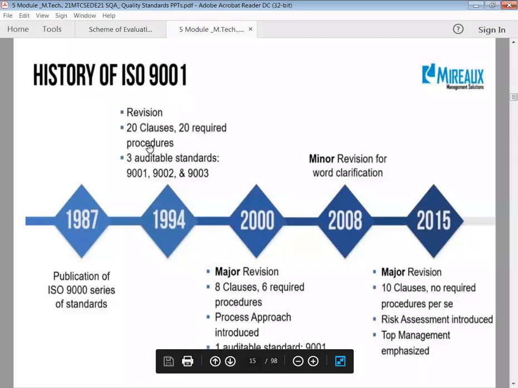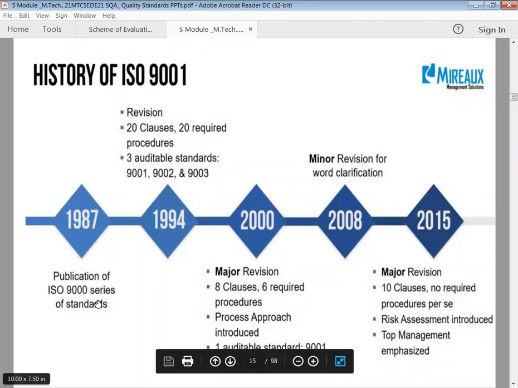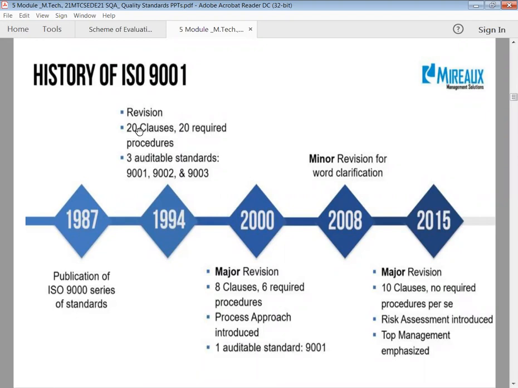If you take the history of ISO 9001, as we discussed, ISO 9001 was introduced during 1987, the publication of the ISO 9000 series of standards. It stated some number of standard guidelines. During 1994, a revision was made in ISO 9001. They added some and deleted some components, 20 classes. Each class deals with each aspect. So infrastructure is one class, facilities another class, employees another class, employee services another class, leave rules, guidelines, the PF, ESI, and the medical facilities, family welfare. Like that, each and every class they added. So each subclass deals with each aspect of the standard, and 20 required for procedures. 3 auditable standards. So they have 3 types of standards, 9001, 9002, and 9003. All those revisions were made during 1994.